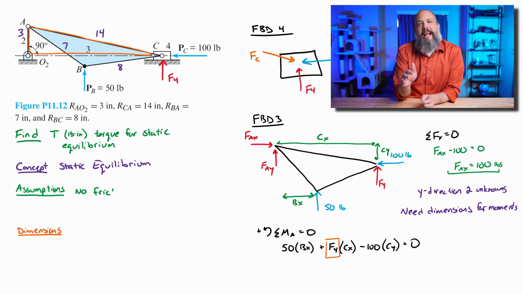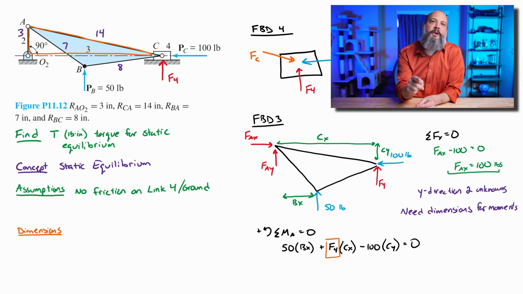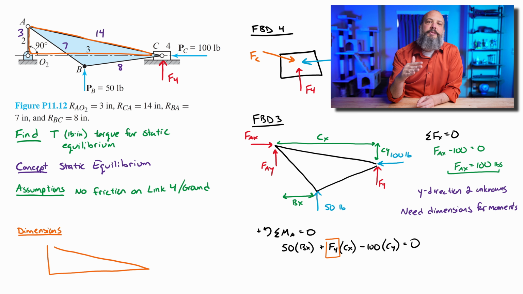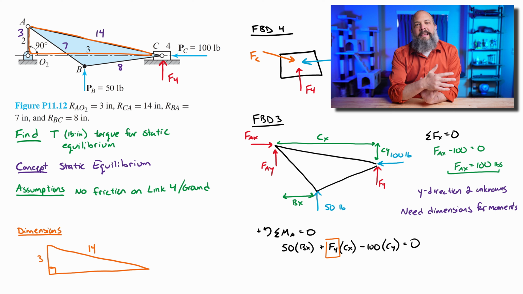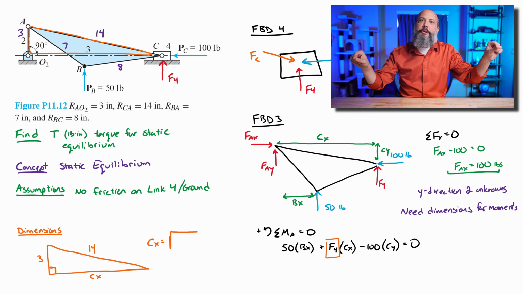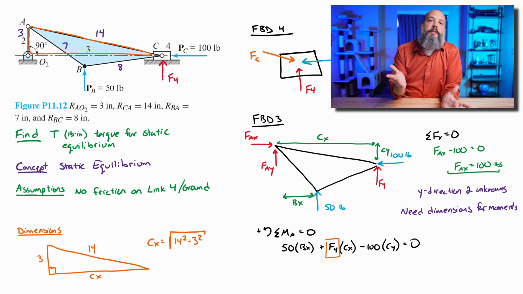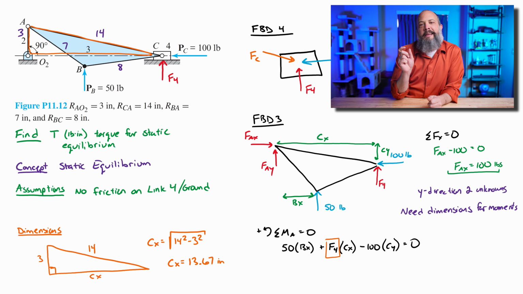So 14 is a diagonal line that goes from A to C, and any diagonal line is the hypotenuse of a right triangle. So I'm going to start off my drawing by drawing a right triangle, this orange triangle that has 14 as its hypotenuse and also has 3 as its vertical side. And that's going to let me find cx, as I'll call it, the horizontal distance all the way across from O2 to C, just using the Pythagorean theorem. If 3 squared plus cx squared is 14 squared, I can rearrange that and solve for cx: 13.67 inches horizontally. And boom, that's one of the 3 done.